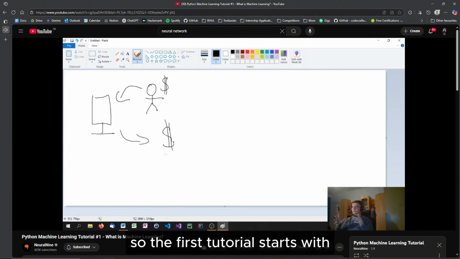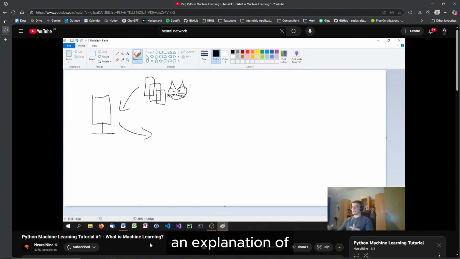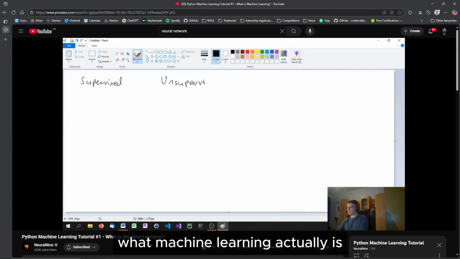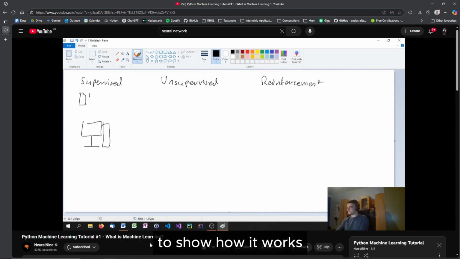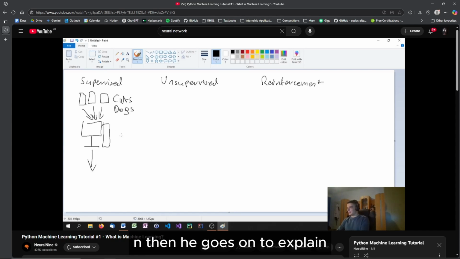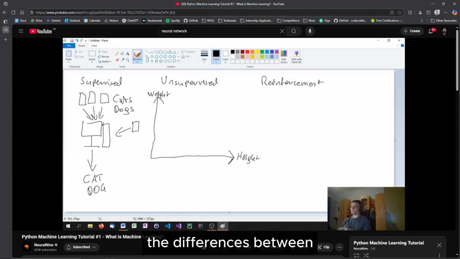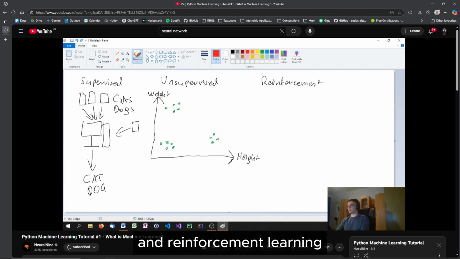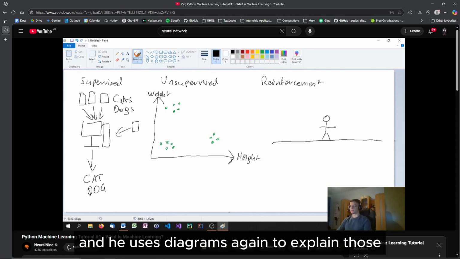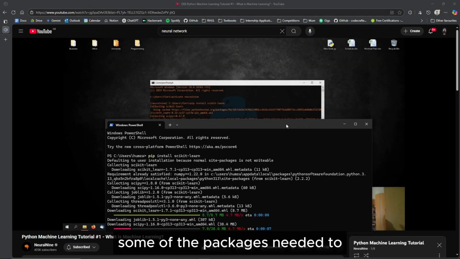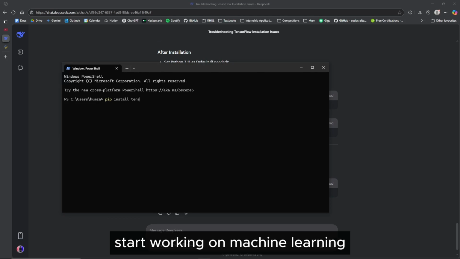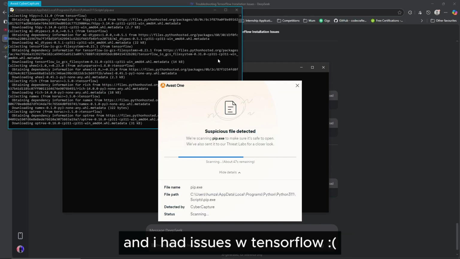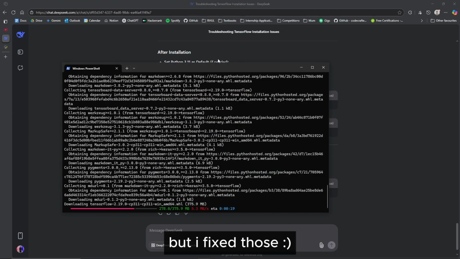So the first tutorial starts with an explanation of what machine learning actually is, and those diagrams show how it kind of works. And then he goes on to explain the differences between supervised learning, unsupervised learning, and reinforcement learning. And he uses diagrams again to explain those. Then finally we install some of the packages needed to start working on machine learning, and I had issues with TensorFlow, but I fixed those.